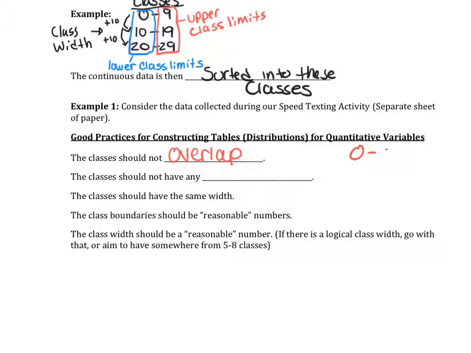Like going from 0 to 9 and then 10 to 19, right? We went from 9 to 10. We didn't say 0 to 10 and then 10 to 19. You can't have the same number in two different intervals because then if you have that data value, you won't know where to put it. Classes should not have any gaps. So you can't go from 0 to 9 and then skip down to like 12 to 19. You can't just skip numbers. Everything has to have a place.